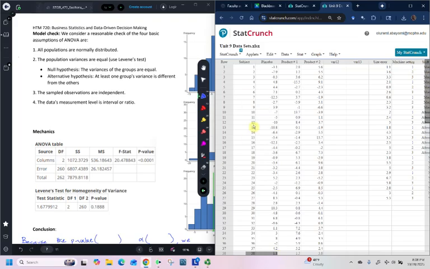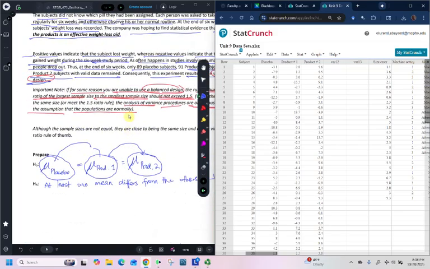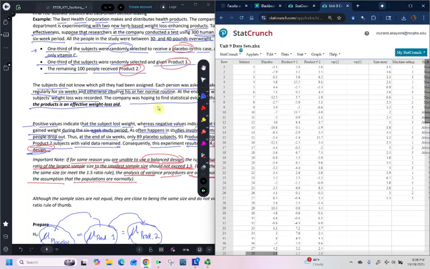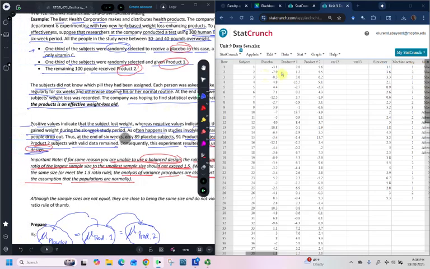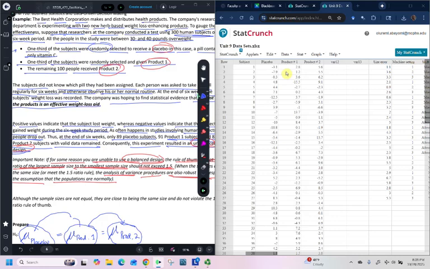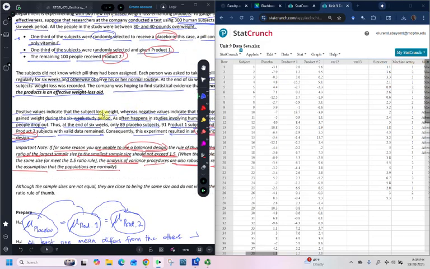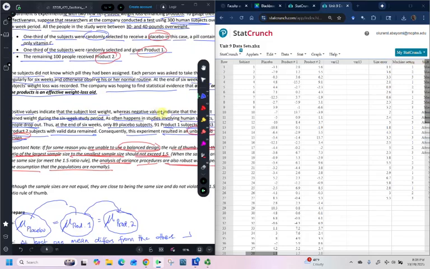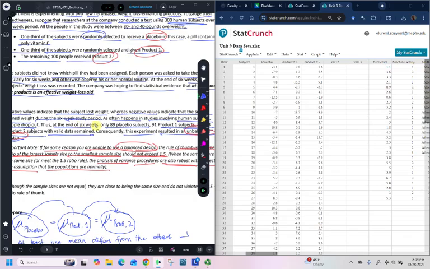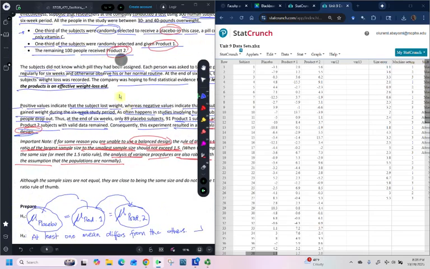We have the subjects, and we have those who received the placebo, hence those who ended up in the placebo group. And this is talking about weights. In this case, if you have a positive value, it indicates that the subject lost weight, whereas negative values indicate that the subject gained weight during the 6-week study period, and the subject's weight loss was what was recorded.